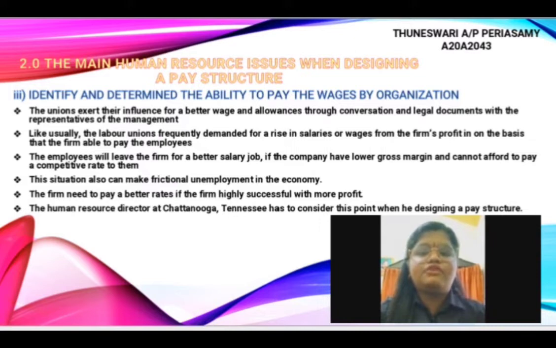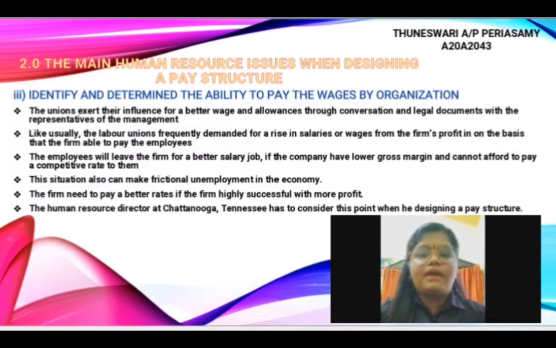Usually, the labor union frequently demands a raise in salaries or wages, on the basis of the firm's profit and whether the firm is able to pay the employees. Sometimes the labor union rapidly asks for an increase in wages every year. However, supply and demand influence the basic determination of the wage rate of a single firm.